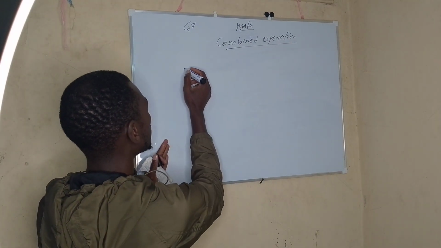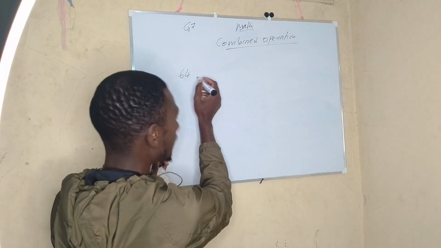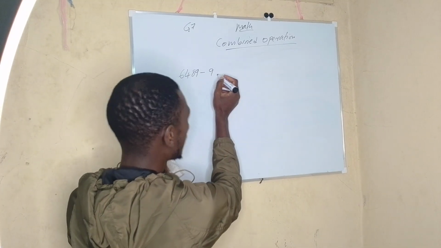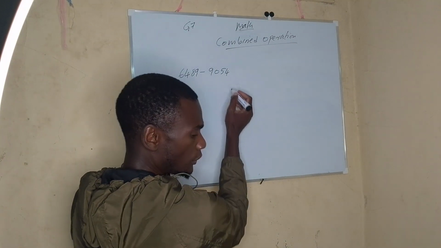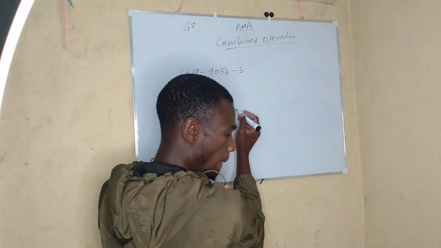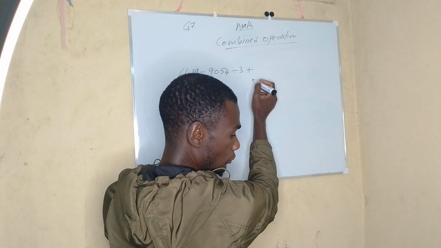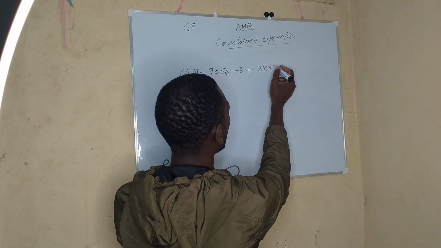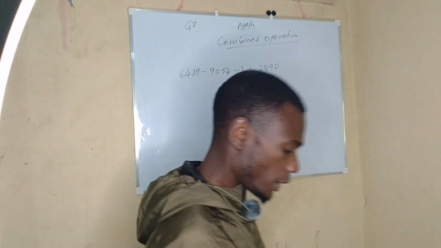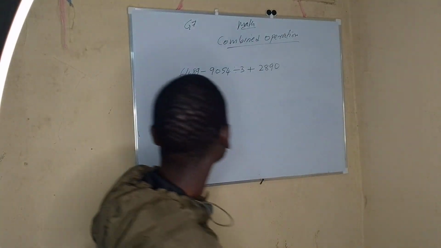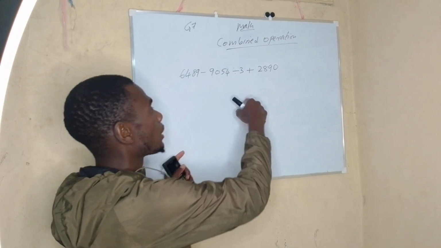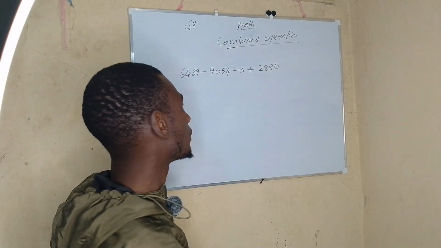An example of 6,489 minus 9,054. You're using very big figures. Divide by 3 plus 2,890. Now, combined operation, this is subtraction, this is division, this is addition. Now, in this case, there are 3 operations to be carried out.